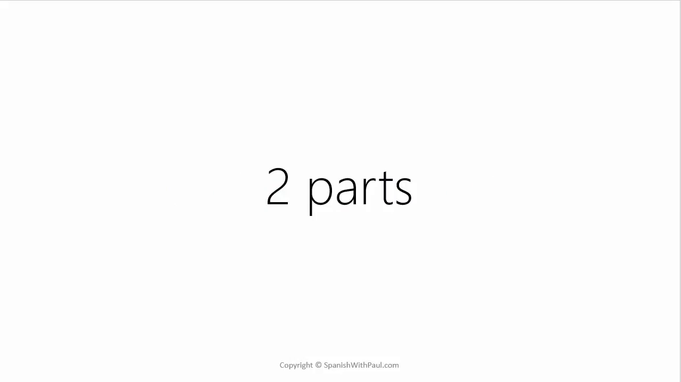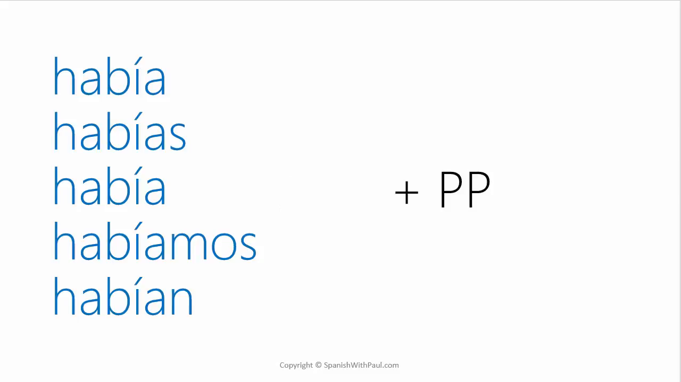So as you can see, we have two parts to this formula. On one side, we have this key sound of había, which runs all the way down the line. And onto that, you are going to tag the past participles of verbs.